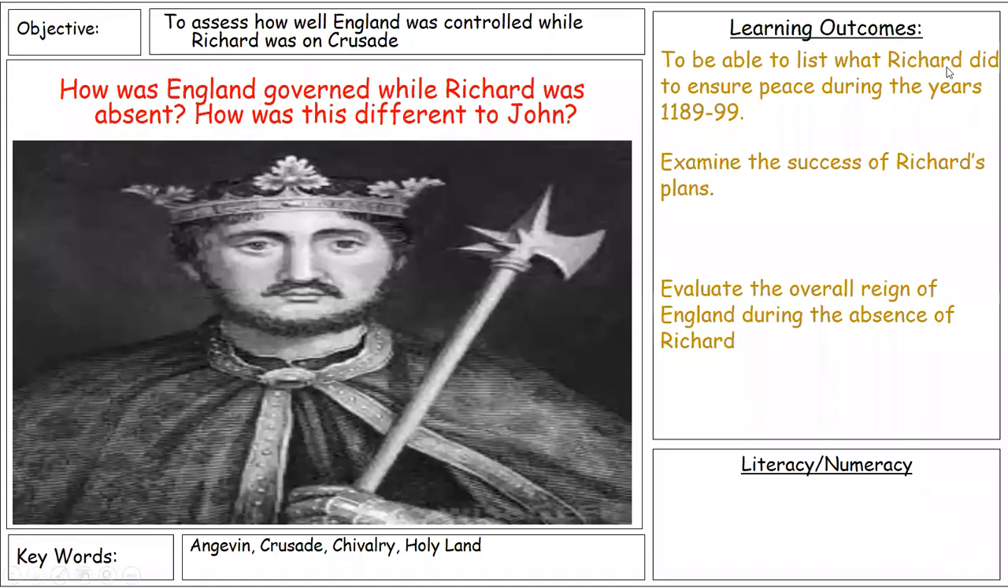Right, this next lesson is focusing on both Richard and John. It's going to look at how England was governed, how England was looked after while Richard was absent, and then how it was different to John. Now, what we need to understand is that during Richard's reign as the King of England, he wasn't actually in England that much. So we need to look at what Richard did to make sure that England was looked after while he was away. Then we need to look at what John did while he was king and the similarities and differences.